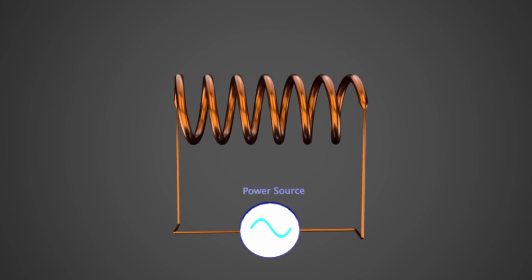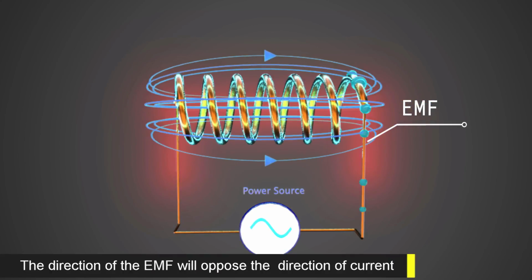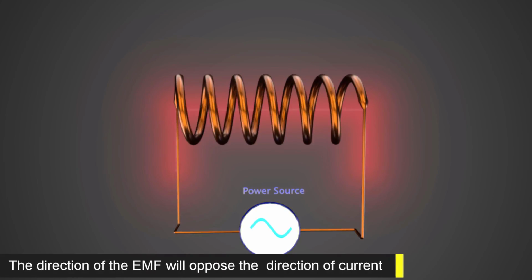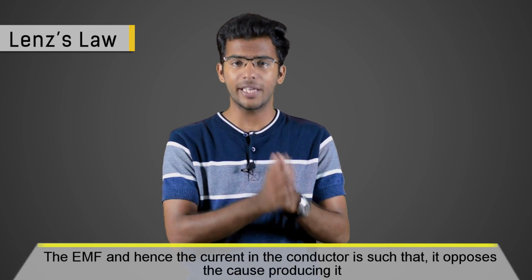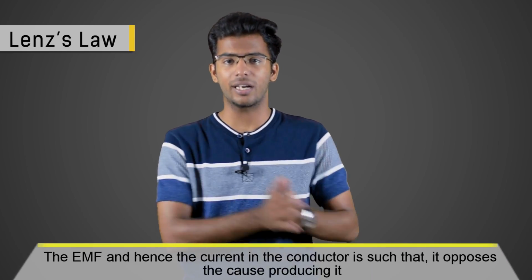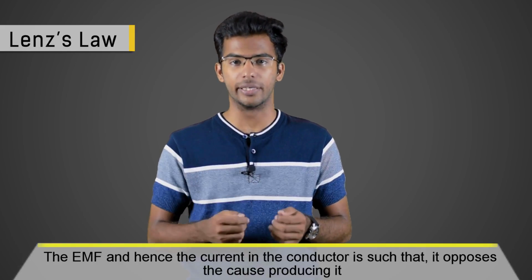The nature of this electromotive force or the voltage is opposite to the cause producing it. Hence, the direction of this EMF will be in the opposite direction of the AC current. This is according to Lenz's law, which tells us the EMF and hence the current in the conductor is such that it opposes the cause producing it.